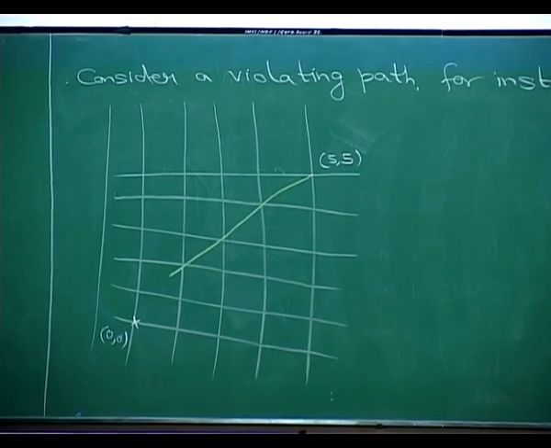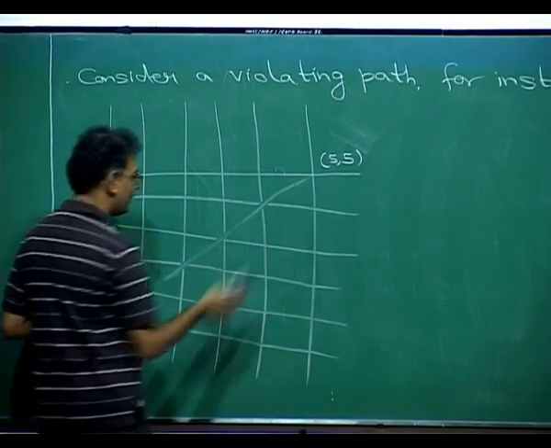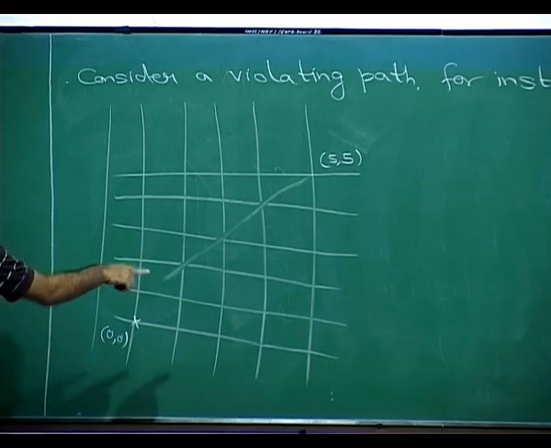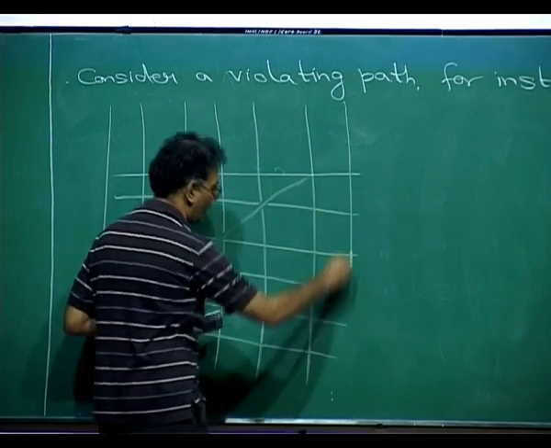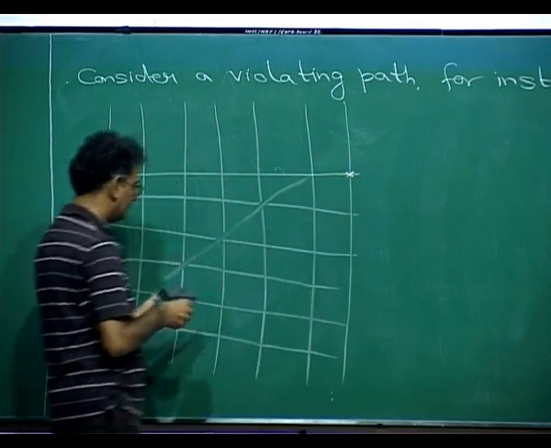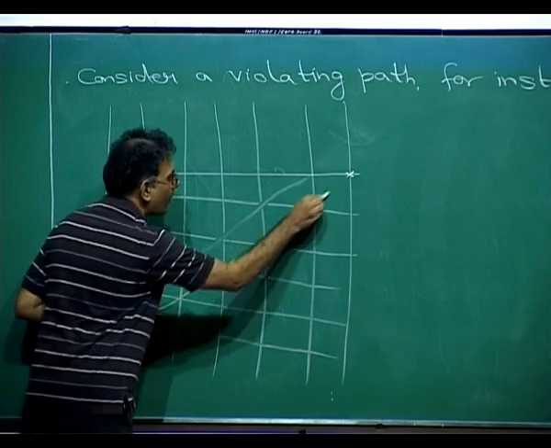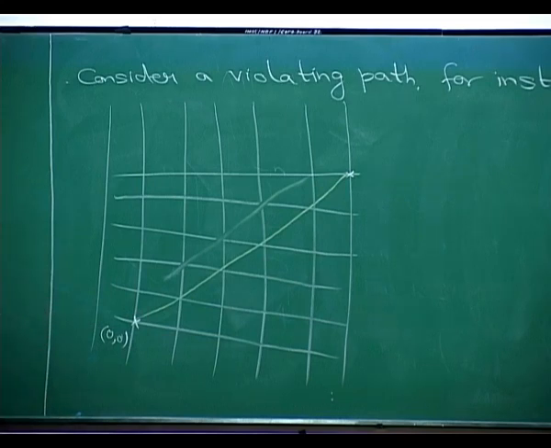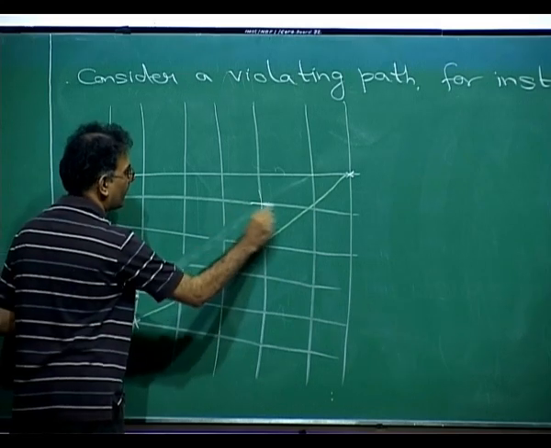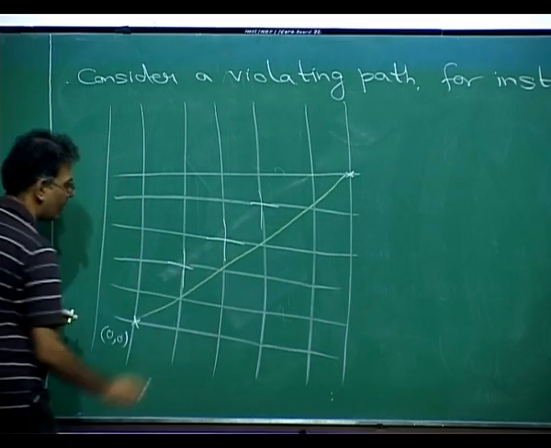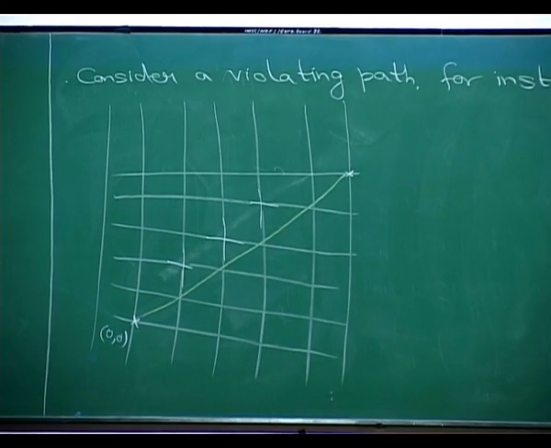Oh, sorry. So which point did I actually take there? I took 4, comma 5, so I have to take 5, comma 5, which is here. Then draw the diagonal. And I'll take a path which violates the condition, which goes below the diagonal. A path from 0, 0 to 5, 5, which at some point goes below the diagonal.